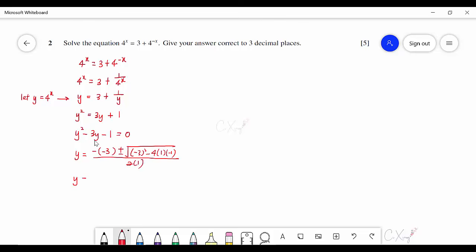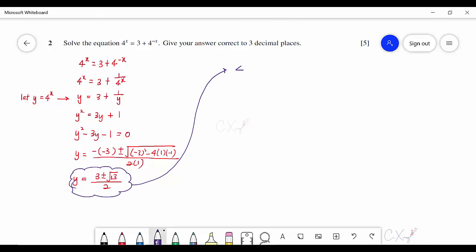So eventually your y should have two values here. So you have (3 plus minus square root 13) divided by 2. Our original question is actually in terms of x, right? 4 power x. Therefore, we need to separate them out because y has two values, and we want to get the value for x. Therefore, I will solve it by substituting 4 power x back into the y.